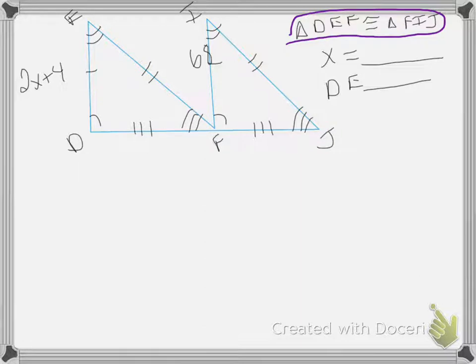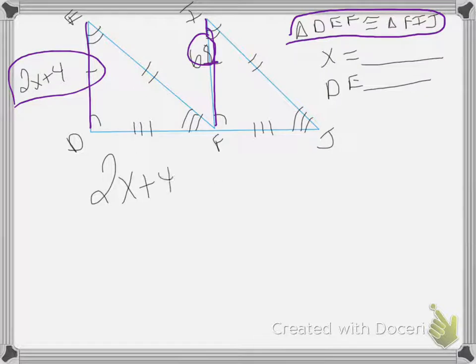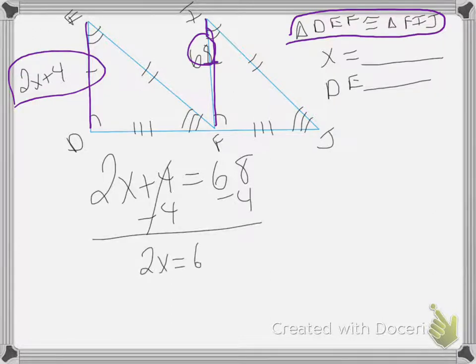Okay. The question wants to solve for x. If you notice, 2x plus 4 is the one that has 1 little stick. That's ED. And this one has the 1 little stick, so it matches this one, the 68. That's the same, which means they are equal, because they're congruent. So 2x plus 4 equals 68. Subtract 4. 2x equals 64. Divide by 2. And x is 32.